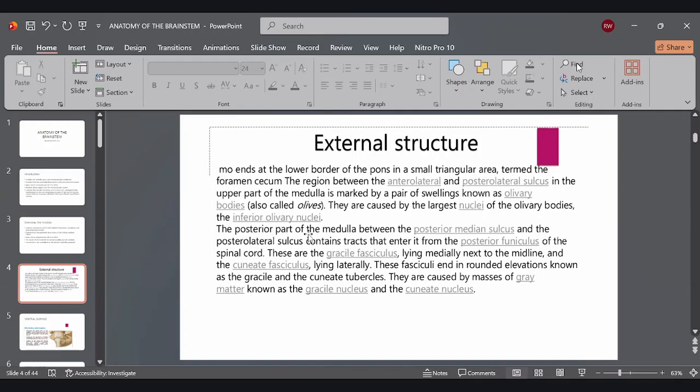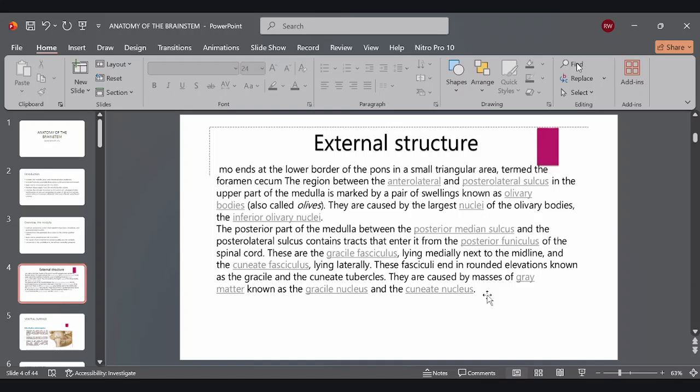Then the posterior part of the medulla oblongata, between the medial sulcus and the posterior sulcus, contains tracts that enter the posterior funiculus, which you can find in the spinal cord. Then also we have the gracile fasciculus. You're able to see them. These are some of the structures. Cuneate fasciculus. Then lastly, you're able to see the gray matter and the white matter and the nucleus. So these are some of the structures you are able to see at the external structures of the medulla oblongata.